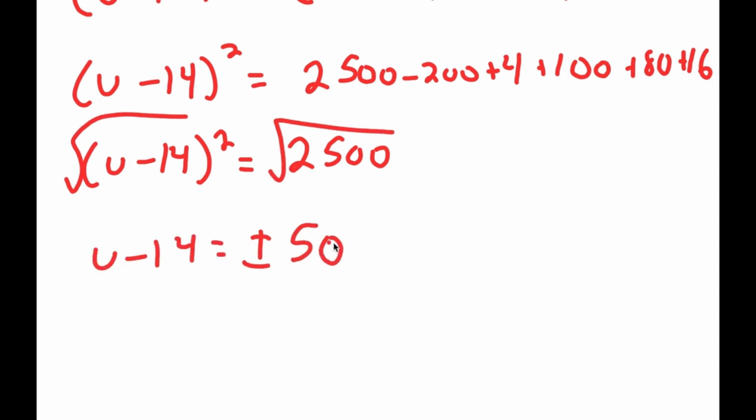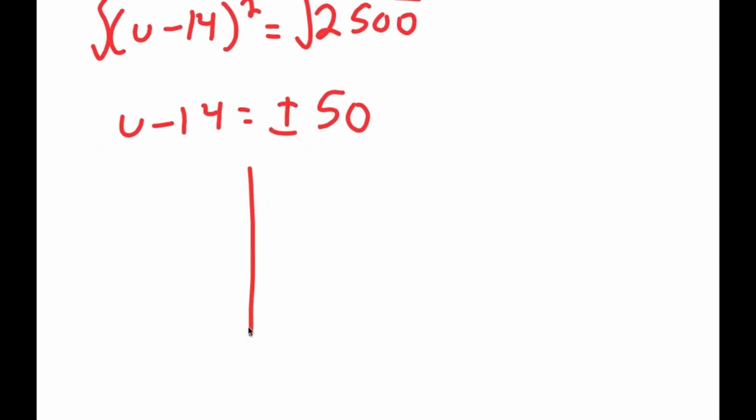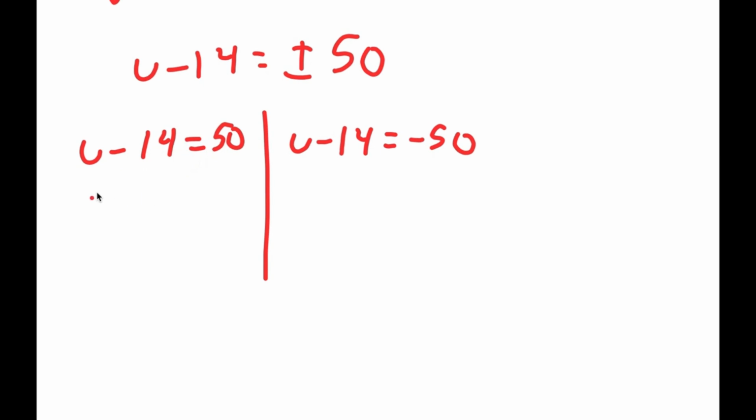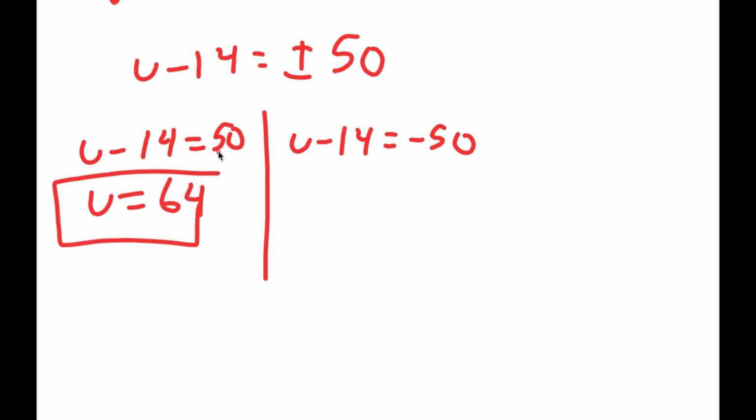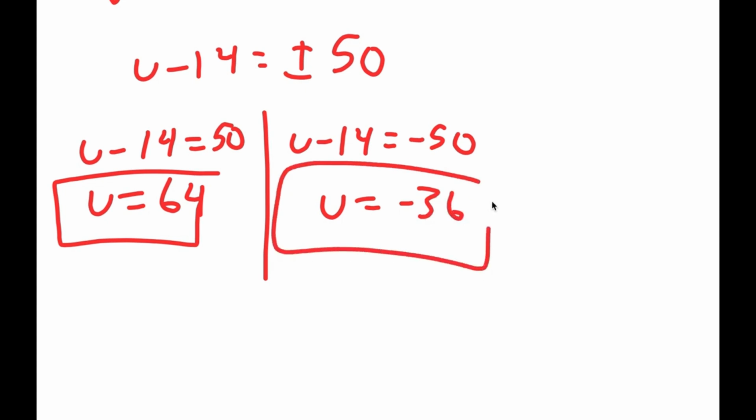So we get two equations. Now we get u minus 14 is equal to positive 50 and u minus 14 is equal to negative 50. So u minus 14 equals positive 50, I get u is equal to 64. And u minus 14 equals negative 50, I get u is equal to negative 36.